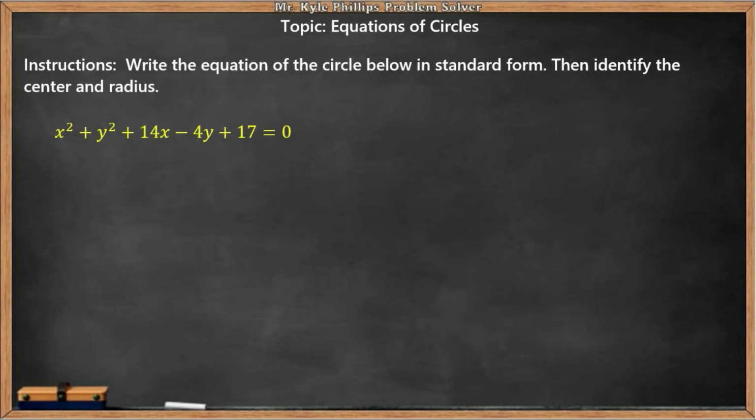Hey everybody. So in this video, we're talking about going from the general form of a circle to what's called the standard form of a circle. So here we see the equation of this circle in general form, but we want this form. We want (x minus h) quantity squared plus (y minus k) quantity squared equals the radius squared. This is our standard form.